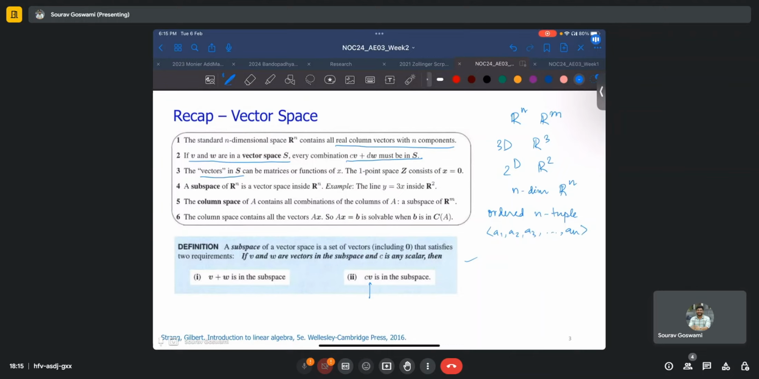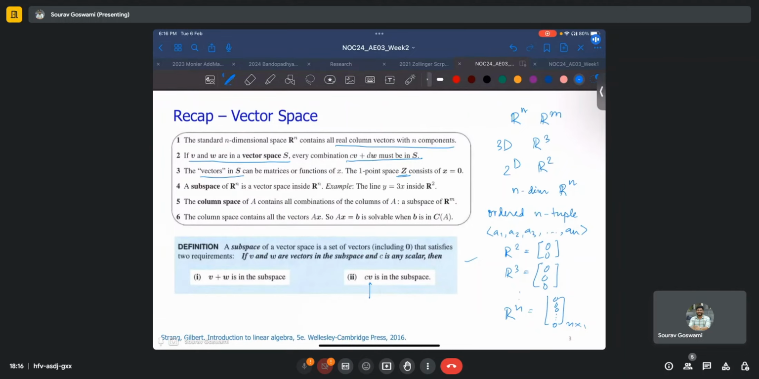Again, the one point space Z consists of x equals 0. So this is just the zero element. In 1D space, it will be only 0. In R2, this can be (0, 0). In R3, it will have one added dimension and so on. So in Rn, you will have an n cross 1 zero vector, and so on. And in this text, it has been referred to by Z.